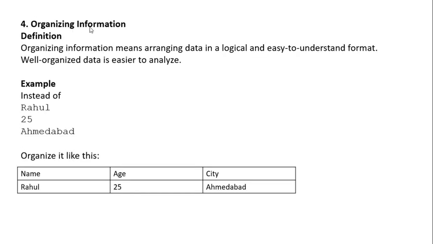Fourth, organize the information. Organizing the information means arranging the data in a logical and easy to understand format, and well organized data is easy to analyze. For example, Rahul, 25, Ahmedabad is not organized data. Organized data is in table format, with columns name, age and city, and below them the data: Rahul, the age is 25 and the city is Ahmedabad.